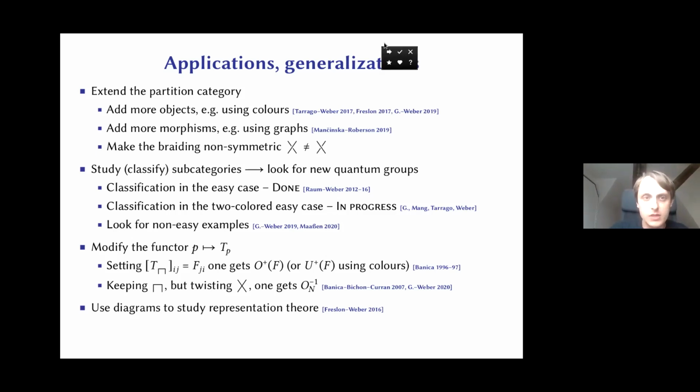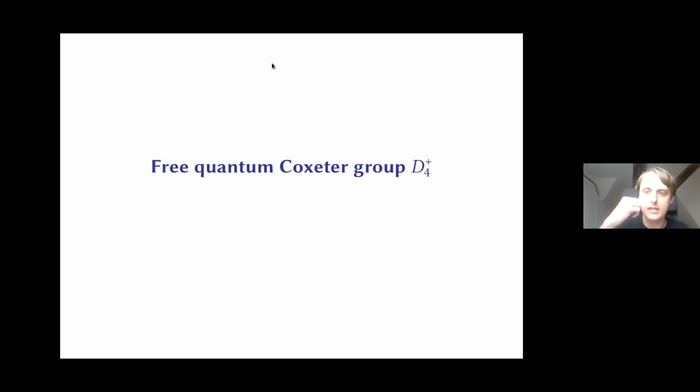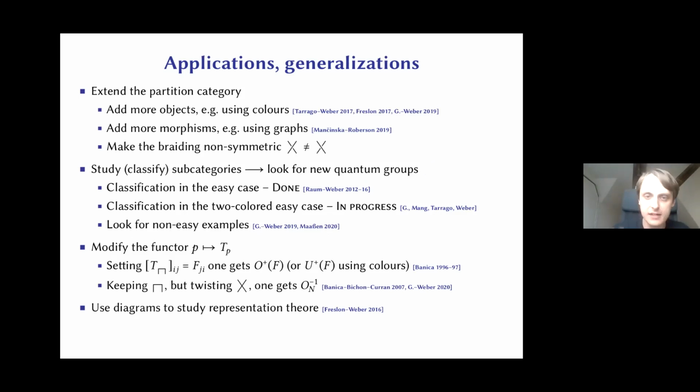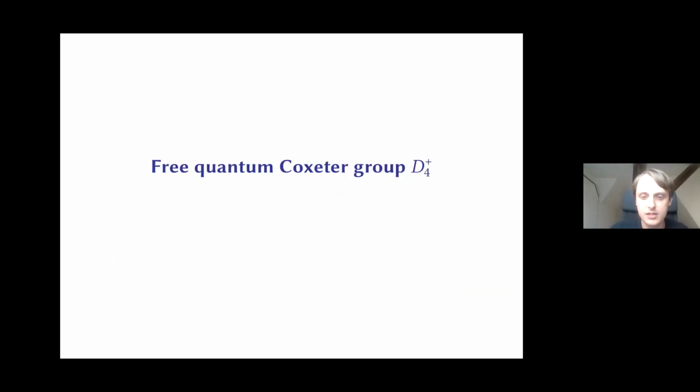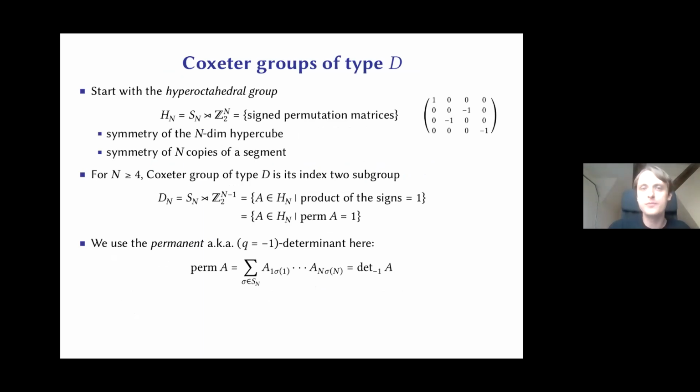Right, so this was a summary of some interesting results, and now I would like to go to the one particular result I wanted to present to you, and that's this free quantum analog of the Coxeter group D4. Or maybe if there are some questions now, you can ask, but if not, then I will continue. So what is a Coxeter group of type D? Maybe why is this question interesting?